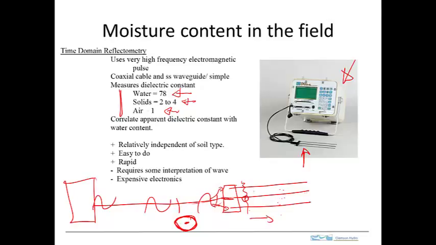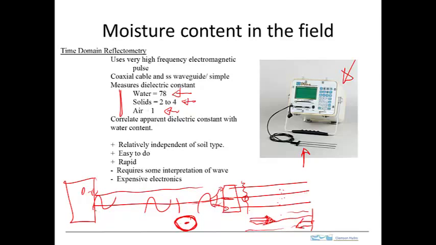And so as it does that, the speed with which this pulse moves along these rods depends on the dielectric constant of the material around it. And the higher the dielectric constant, the slower this pulse will move along these rods. So it goes along the rods, and then it hits the end, and it reflects back. Goes back, and then gets back into this coaxial cable and comes back here, and it's detected by the box.